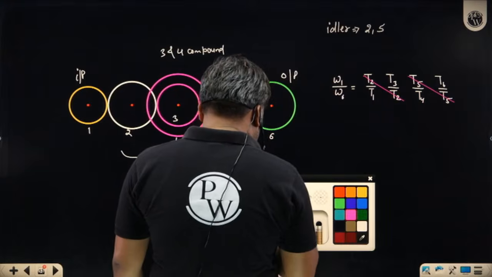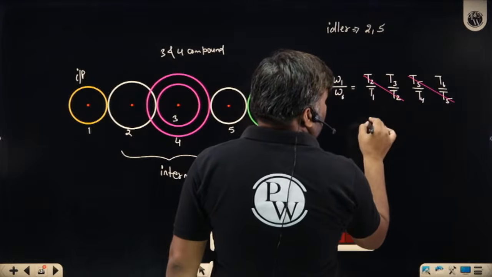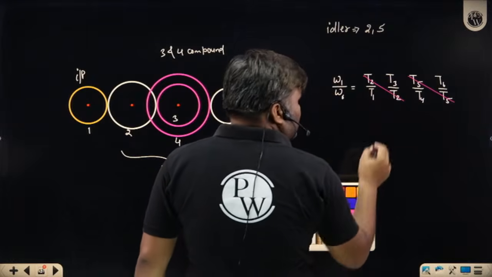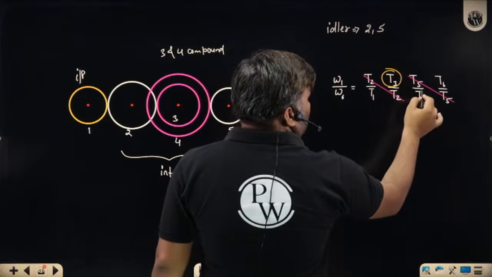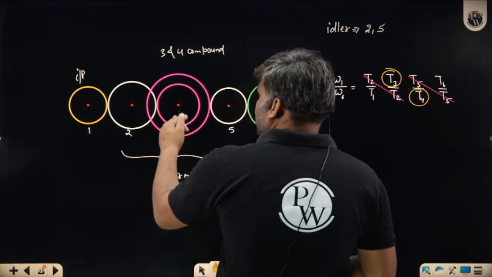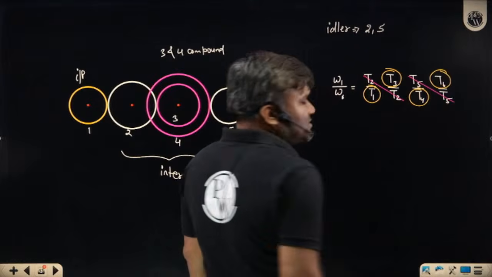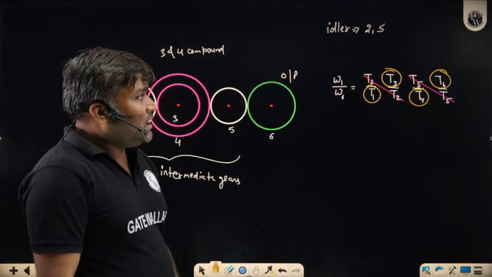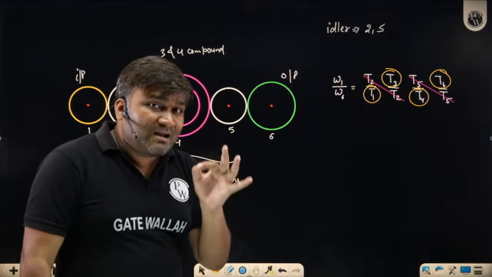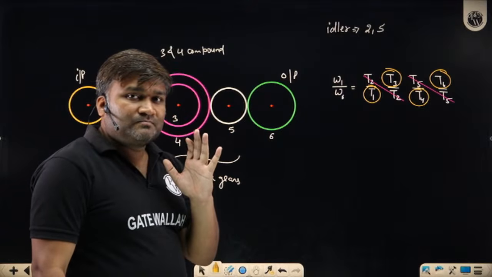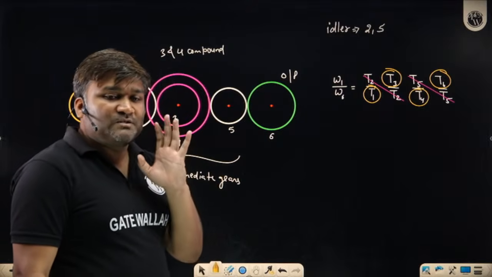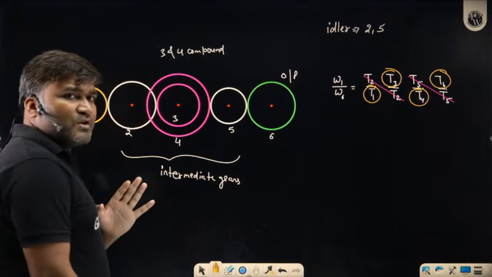What are we left with? We are left with only T3 and T4, and input gear, output gear, they will certainly be there. All idlers are getting cancelled. Compound gears will be participating in the picture. How many of you can understand this?